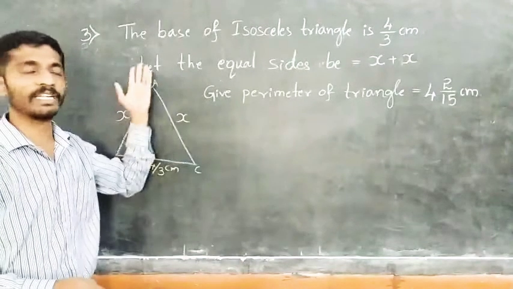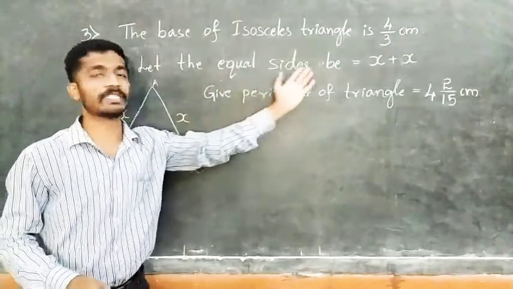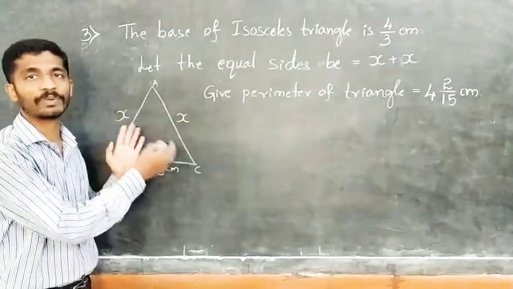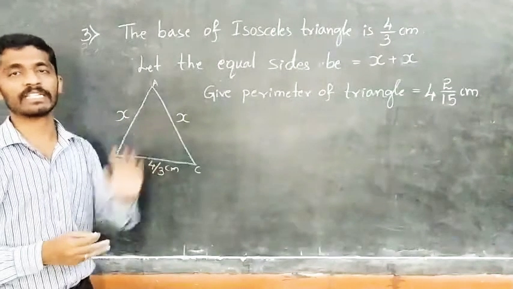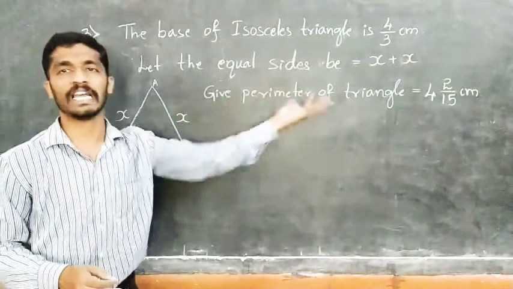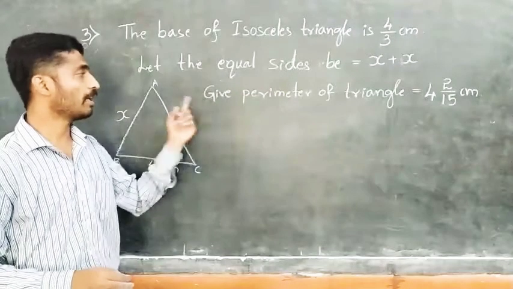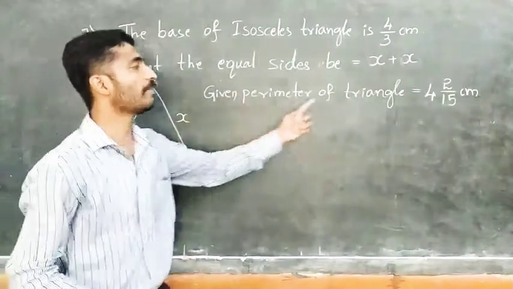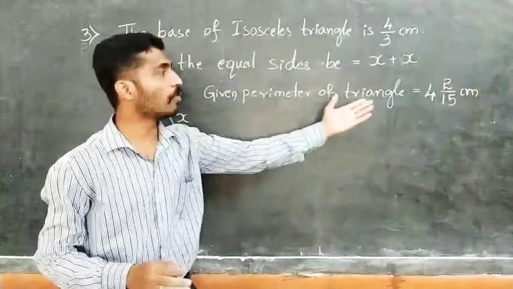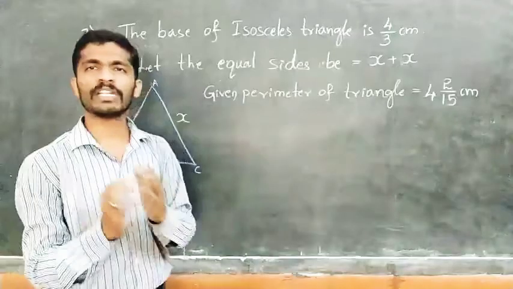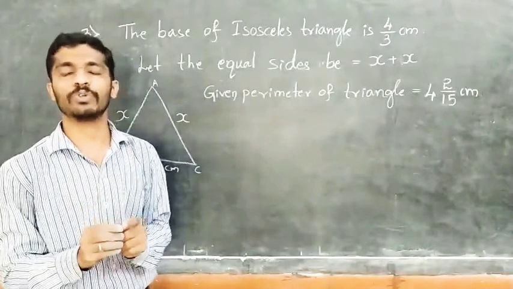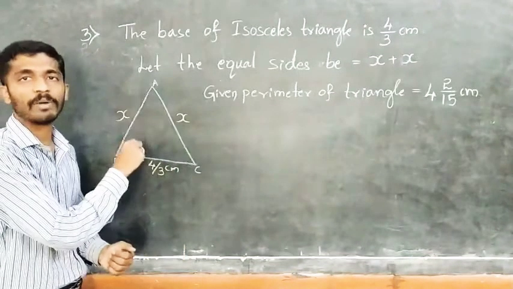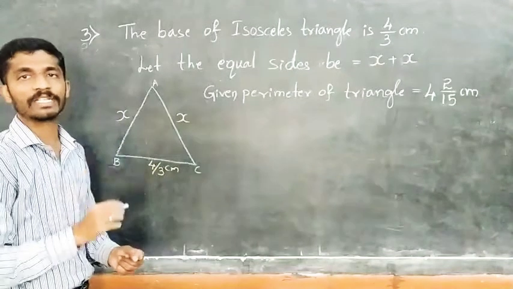So what I am taking here, let the equal sides be x plus x. Why am I taking x plus x? Because both are the same, that's why I am adding here. Or else you can take just x and x also. There is no problem. Okay. And what did they give? They gave the perimeter of the triangle, 4 integer 2 by 15. So what is the perimeter of a triangle? That thing we should know. The perimeter of a triangle is the sum of all sides.